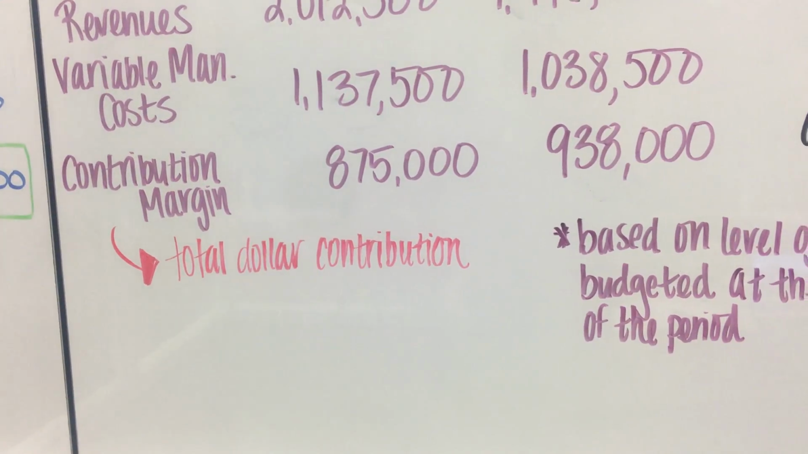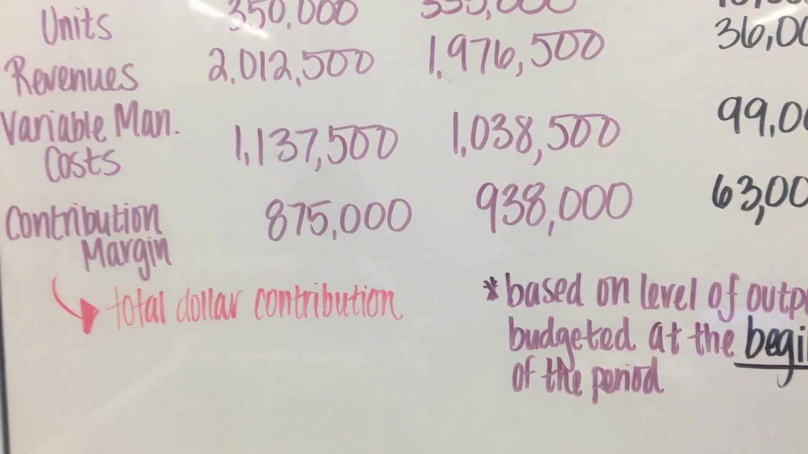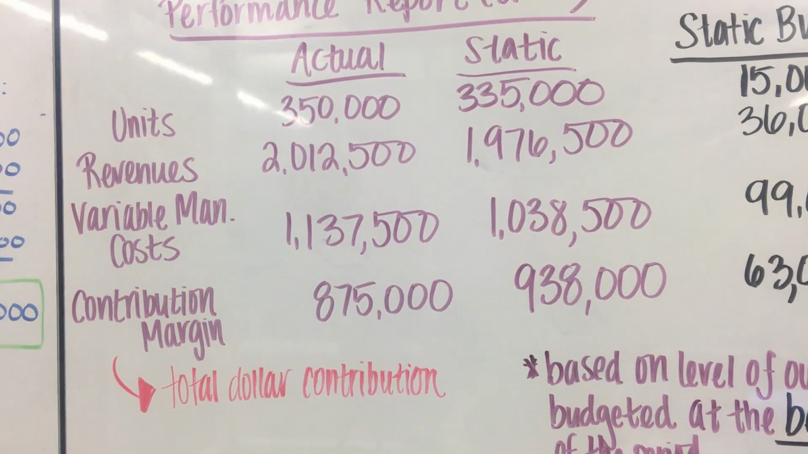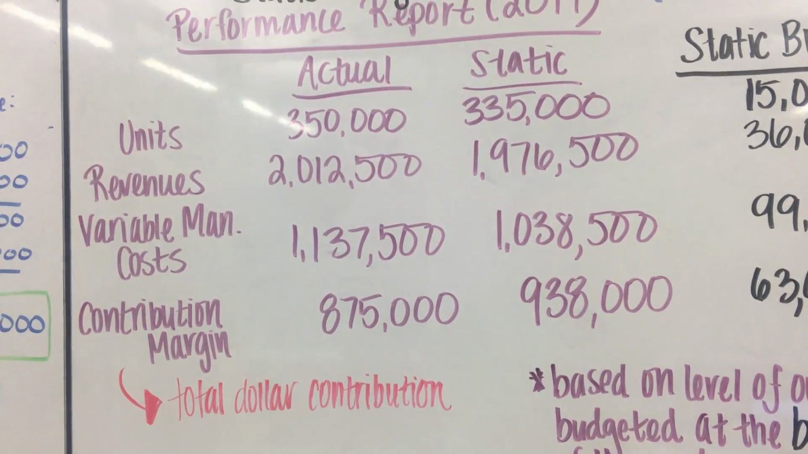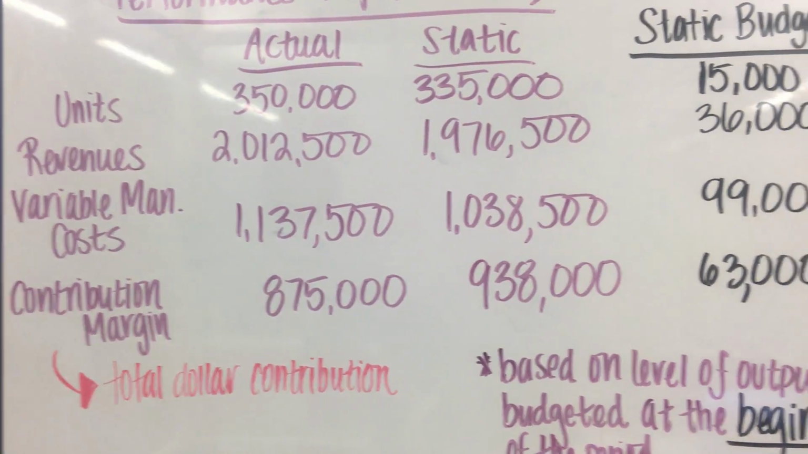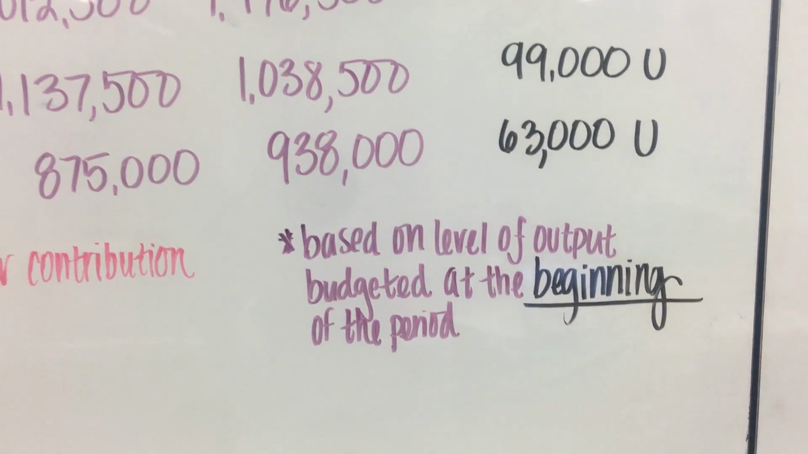Now our contribution margin, also our total dollar contribution, was a lot less than what we had budgeted. We had 875,000 actually incurred when we had budgeted about 938. So this is once more going to be an unfavorable variance.